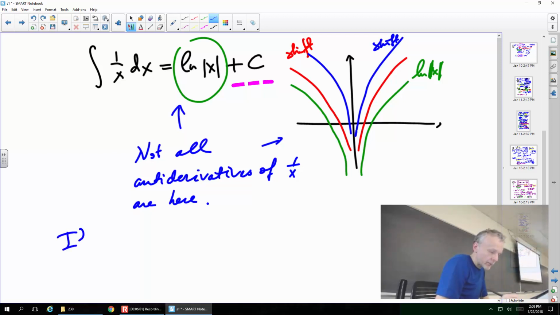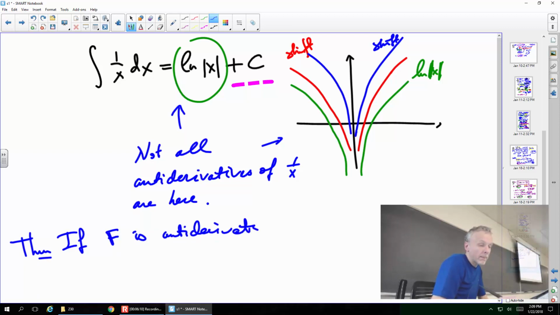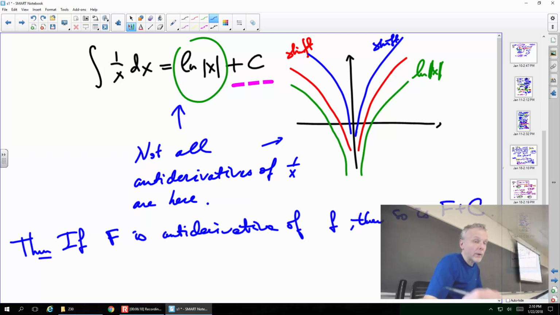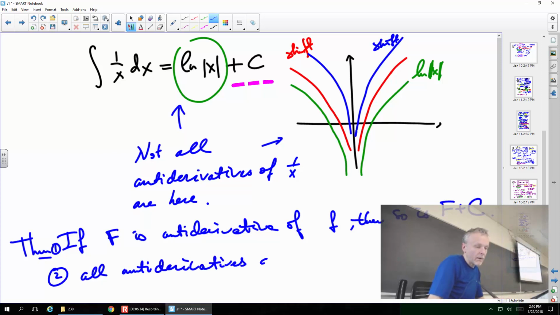That's a version of the fundamental theorem of calculus, as a matter of fact. If capital F is an antiderivative of f, then so is F plus c. Okay, that's fine, but then there's the second part: are all antiderivatives found this way?